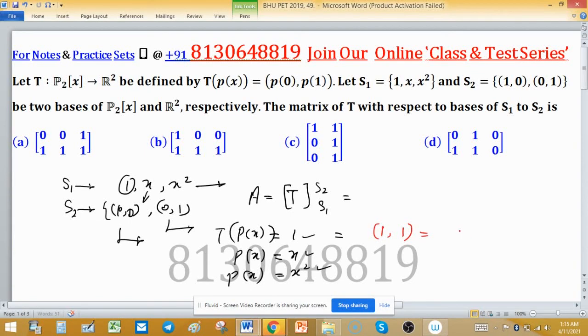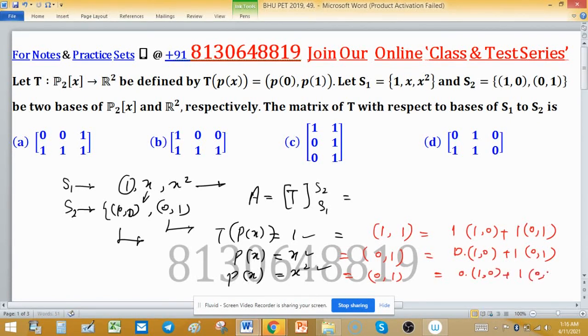the basis of the codomain. So this is 1 times (1, 0) plus 1 times (0, 1). This is x. So T will send this as P0 is 0 and P1 is 1, because of the identity polynomial. So this is 1 times (1, 0) plus 1 times (0, 1). And the last one is x square. So P0 is 0 and P1 is 1.